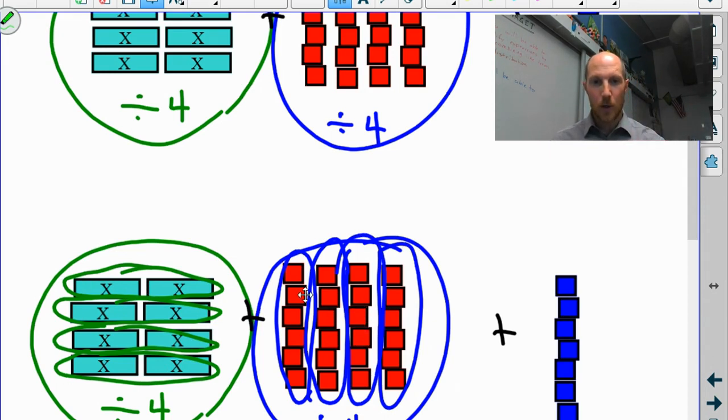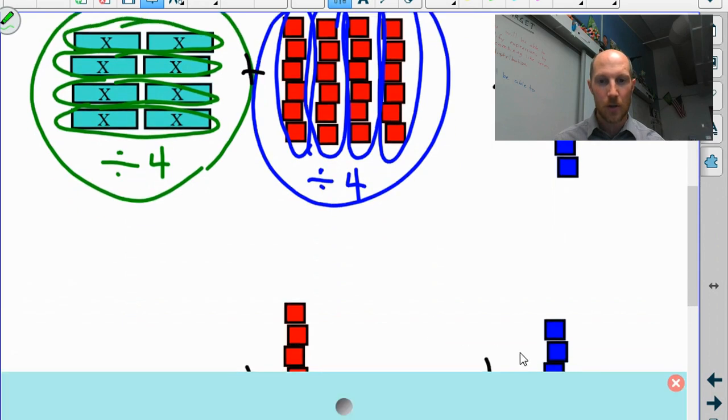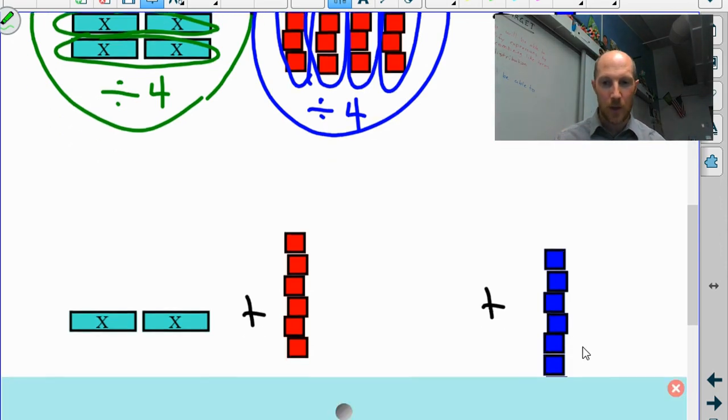And with these red squares, I've got those separated into 4 equal groups also. So the division, so I can get this all to fit on one screen, out of the green circle, that part of the group, I had 8 x's divided into 4. It gives me 2 of those x blocks. The 24 red blocks, I divide that into 4 groups, and each of the groups would have 6 of those little red squares, and then plus 7 at the end.